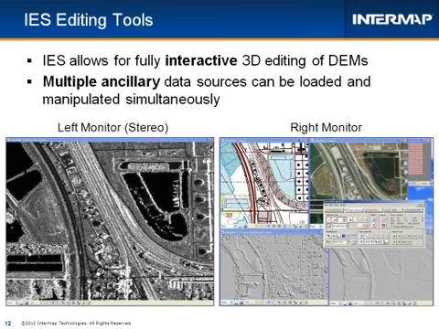At the same time, on the right-hand monitor, they have access to all sorts of ancillary data that helps guide them. The ancillary data is tied directly to their left-hand view. So as they pan around, the ancillary data pans with them, and they're able to validate what they're seeing in their 3D environment with either aerial photography, topo maps, or other available terrain data that might help them to best understand what they're editing.